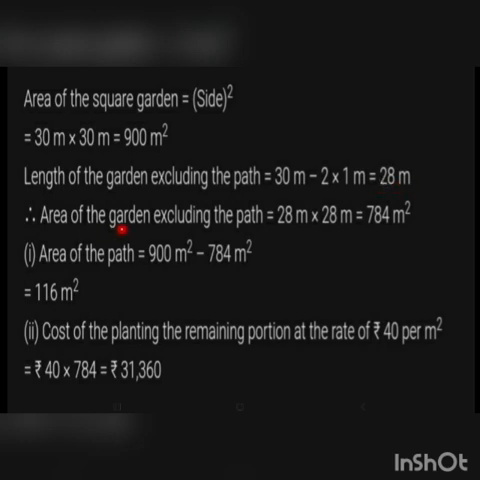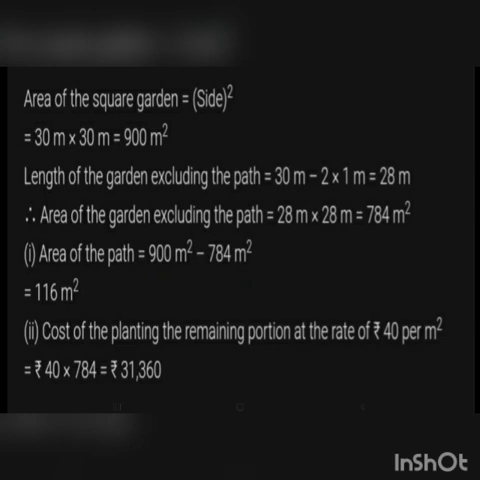Now area of the garden excluding the path. Without the path, what will be the area? 28 into 28, that is 784 meter square. Now you got the whole garden area as 900 meter square, and without the path, the area of the garden is 784 meter square. So the area of the path will be subtracting 900 minus 784. What is it? 116 meter square. So this much area we have as path.